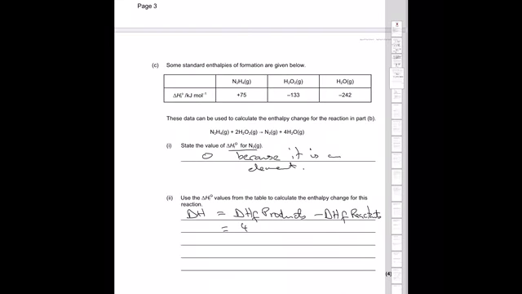So products, there's nothing for the nitrogen, we just said that. There's 4 times the water, so it should be 4 times minus 242. And then you're minusing 75. And then you're minusing 2 lots of hydrogen peroxide, so 2 times minus 3, 133.